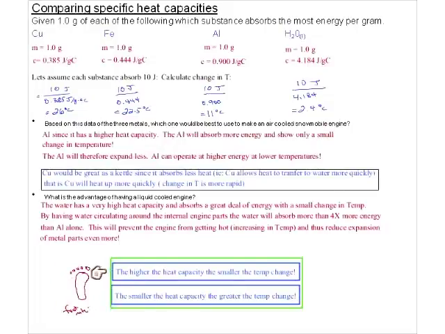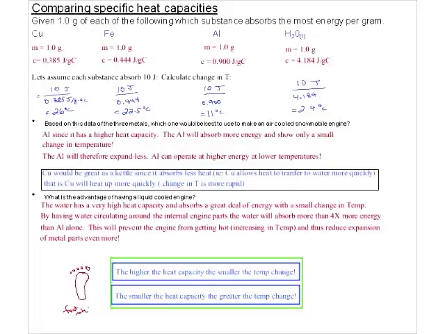Very important idea here from this is that the higher the heat capacity, the smaller the temperature change. Right? Highest heat capacity, smallest temperature change. Smallest heat capacity, largest temperature change. So the higher the heat capacity, the smaller the temperature change. The smaller the heat capacity, the greater the temperature change.